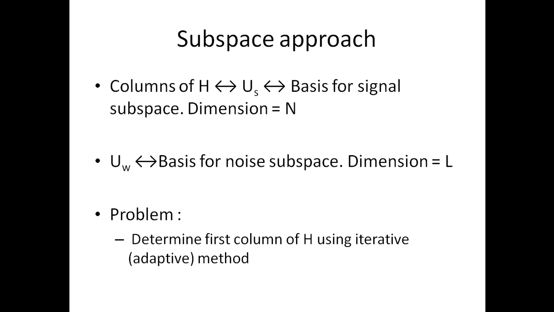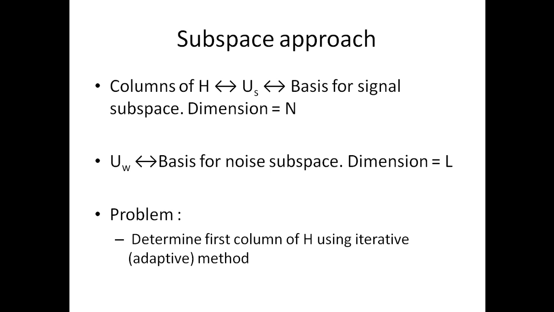So this slide basically explains that the columns of H are equivalent to the highest N singular vectors obtained by decomposing the autocorrelation matrix, which will form a basis for the signal subspace, and because there are N linearly independent vectors, the dimension is N. The L singular vectors corresponding to the L least singular values of the autocorrelation matrix will form a basis for the noise subspace, and the dimension is L.